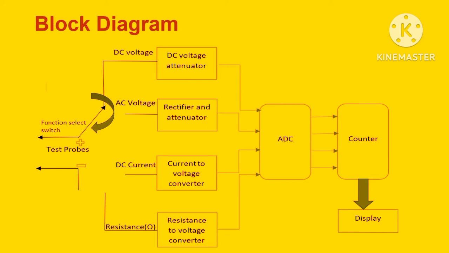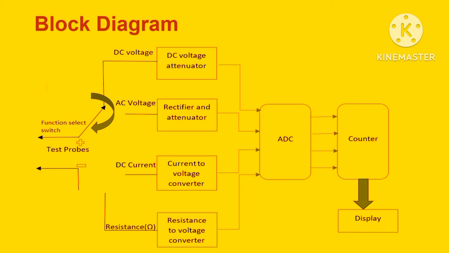The ADC block converts the analog DC voltage at its input into a proportional digital number. Now this digital number is applied to a counter. Now what is the counter and display?